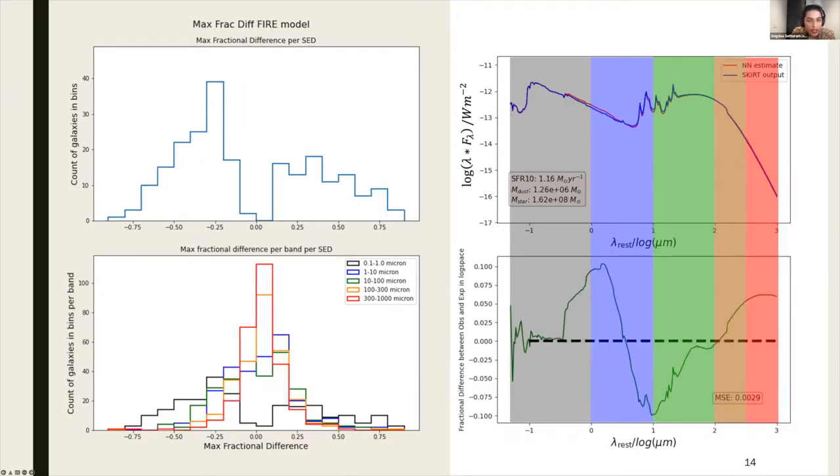And then here's the same plot for FIRE. Again, the UV is driving this low maximum fractional difference across the whole SED, but the IR is doing very well. And again, this is as expected.